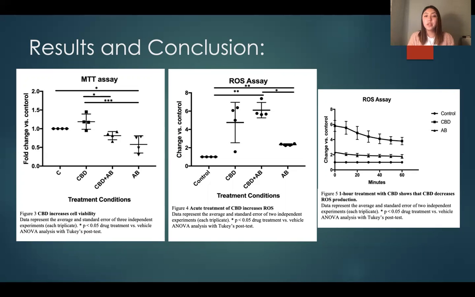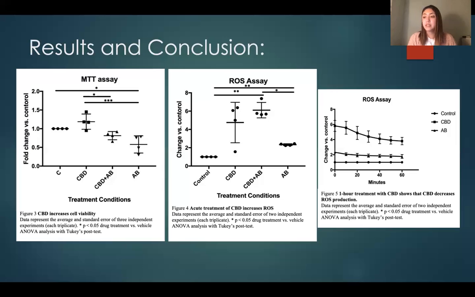Now figure 4 shows the results of the ROS assay at 0 minutes, so immediately after the treatment. The graph indicates that both CBD and A beta actually increase reactive oxygen species production in the cells. And this was not what we originally expected, so we actually looked at the results over time. And that's what figure 5 shows, the results from the ROS assay from 0 to 60 minutes.